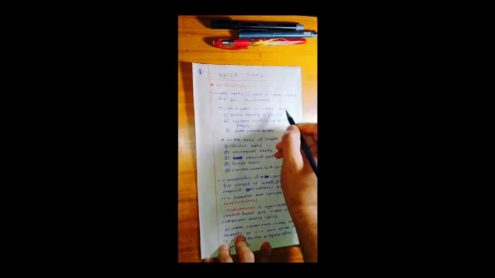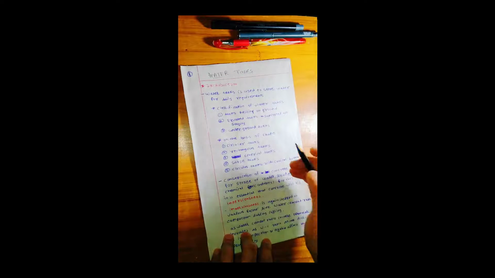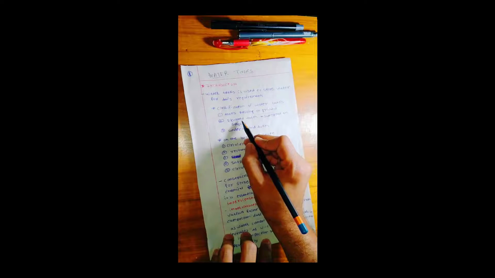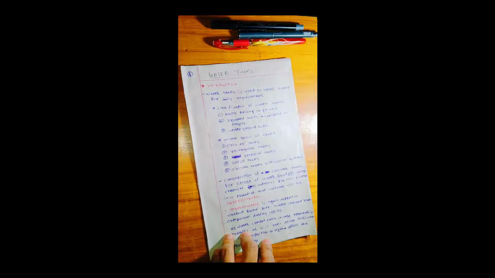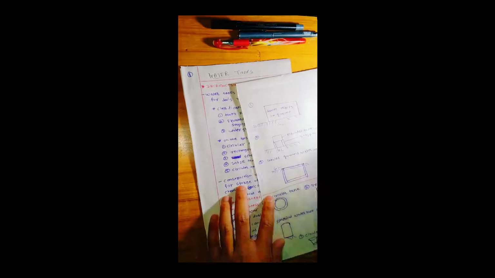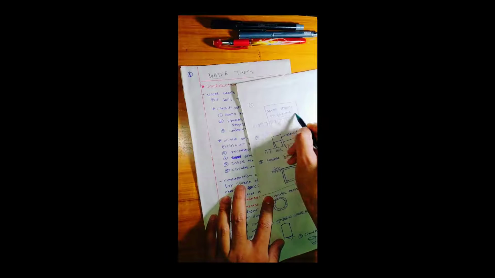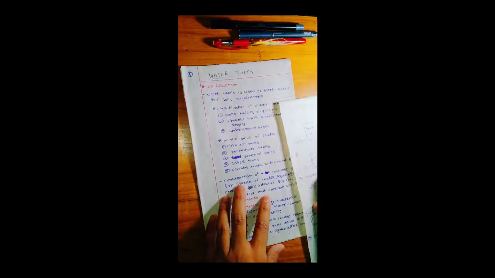Classification of water tanks. There are three basic types of water tanks based on where they rest: tanks resting on ground, elevated tanks supported on staging, and underground tanks. With an example, we see tanks resting on ground: this is ground level and this is the tank, a rectangular tank based on the ground.